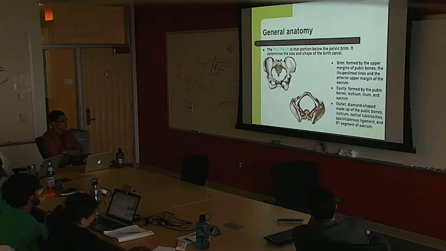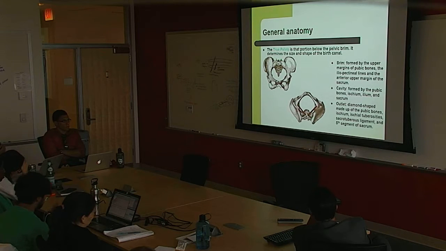The cavity is formed by the pubic bones, ischium, ilium, and sacrum, and the outlet is diamond shaped, made up of pubic bones, ischium, and ischial tuberosity, and sacrospinous ligaments, and this is the segment of the sacrum.